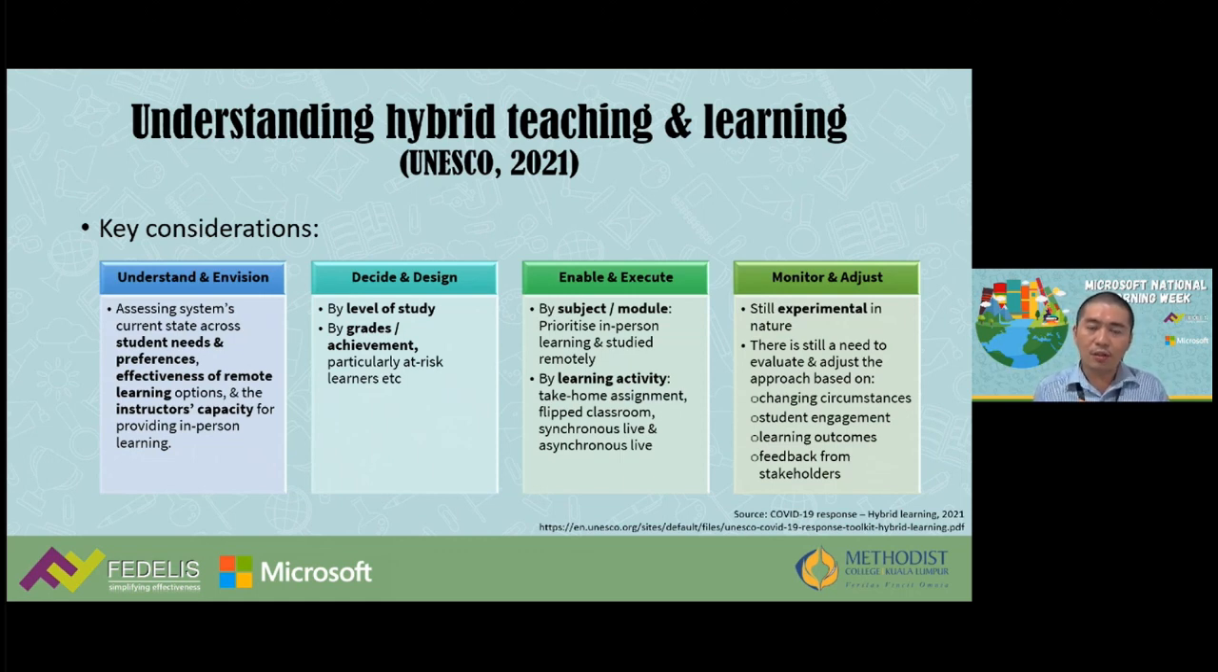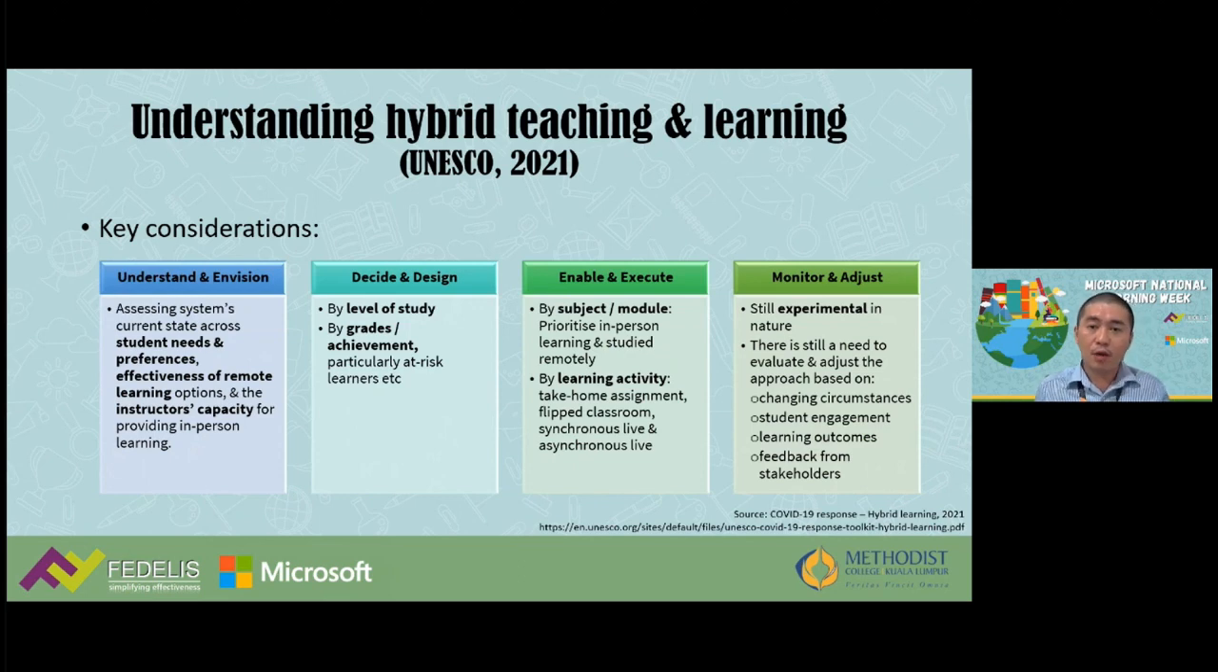The second key consideration is decide and design. This is especially for educators. If you are teaching a particular subject or a module, you may want to find out their level of study. For example, primary 6 students or year 12, year 11, year 10 students are much more experienced in using electronic devices comparatively to early years students. So you need to look at this type of demographics to see whether hybrid teaching and learning can work and all that.